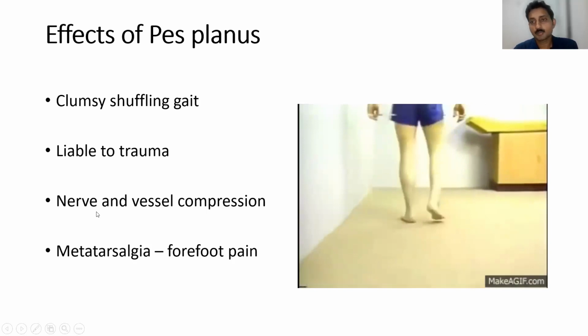What is the problem with this pes planus? The person will be liable to injury to the nerves and vessels because the foot is touching the ground. The nerves and the vessels of the foot are more liable to injury. They will also have pain in the metatarsals. That is called metatarsalgia. Algia means pain. Forefoot pain can happen because the entire metatarsals are touching the ground. They are susceptible to pain.